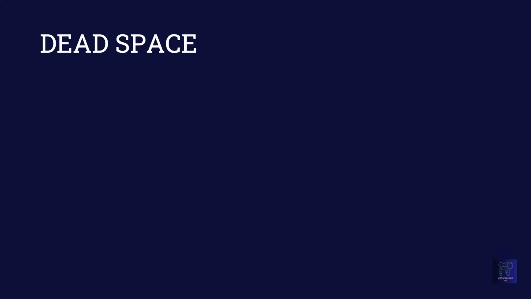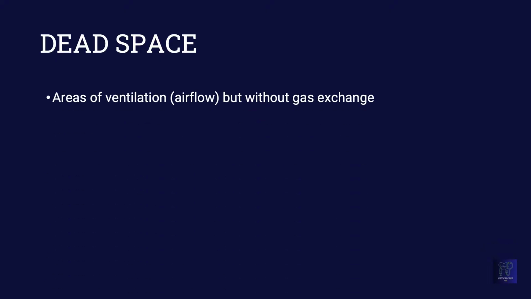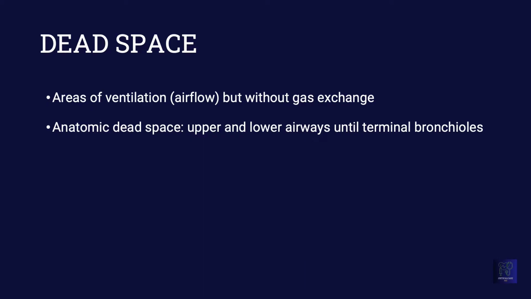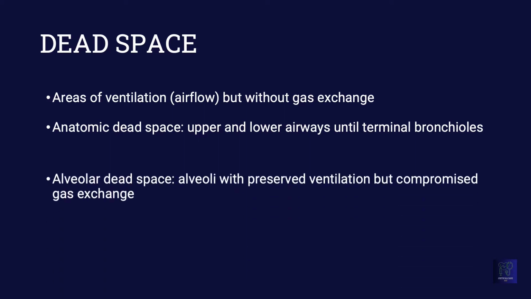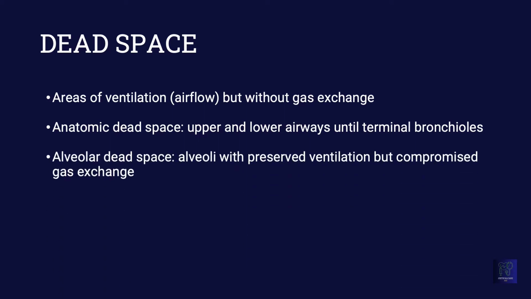Let's talk about dead space. As we saw, dead space is basically all the areas of the lung where there is airflow but there is no gas exchange. There's two types of dead space. The anatomic dead space is all the upper and lower airways until the terminal bronchioles, which are not participating in gas exchange. Second is alveolar dead space. These are basically the alveoli where there is airflow happening but there is no gas exchange happening due to an underlying disease process.